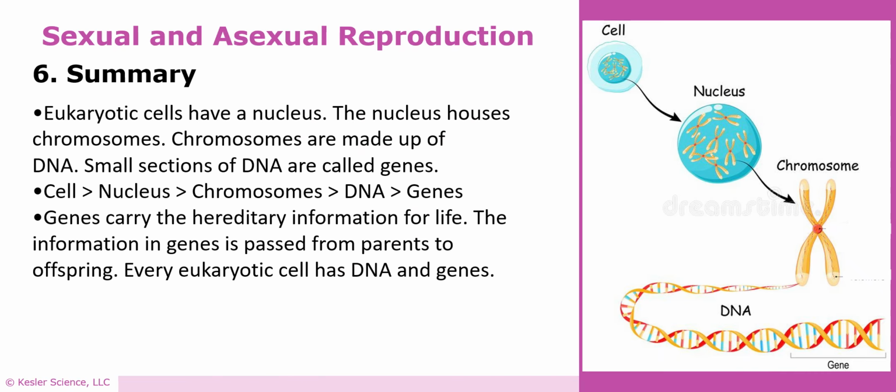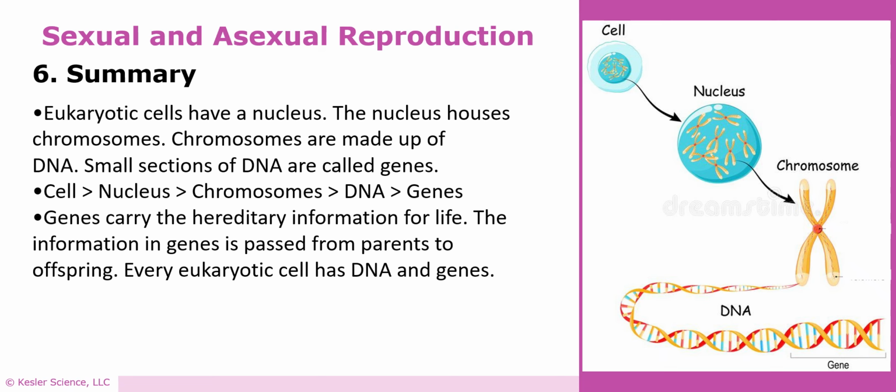In summary, eukaryotic cells have a nucleus. The nucleus is sort of the brain of the cell, and it has the chromosomes, which are the genetic material, which is made up of DNA. And little sections of DNA are called genes. They have the information for one particular trait of you and how you function.